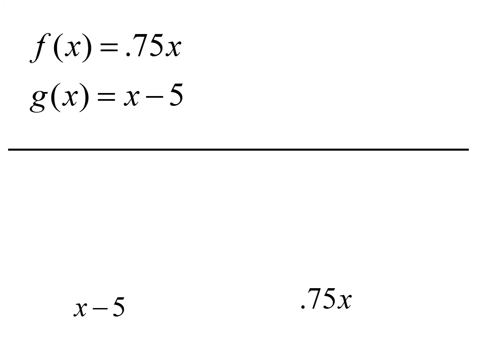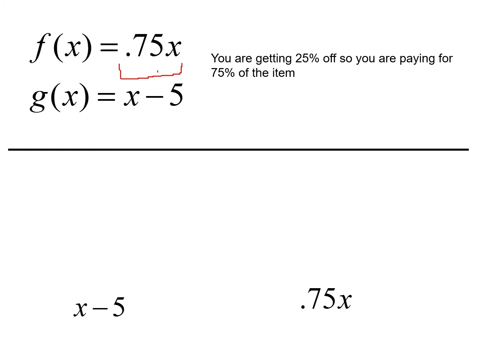We're going to start off with this function, and our function is f of x is 0.75x. So you're getting 25% off, so you're only paying 75% of the item. That's where this function came from. If you get 25 off, 100 minus 25 is 0.75. That's how you do discounts in the store. Our next function, g of x, represents you're getting $5 off the item. So we have two functions: a coupon and a discount.